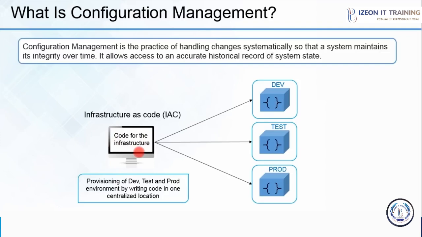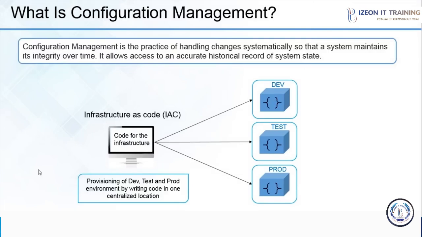Now the third problem was there was a variation or inconsistency in various teams like dev team, test team, and product team. Like the computing environment was different in dev, test, and product. But with the help of infrastructure as code, all your three environments, that is dev, test, and product, have the same computing environment. So I hope we all are clear with what is configuration management and what is infrastructure as code.